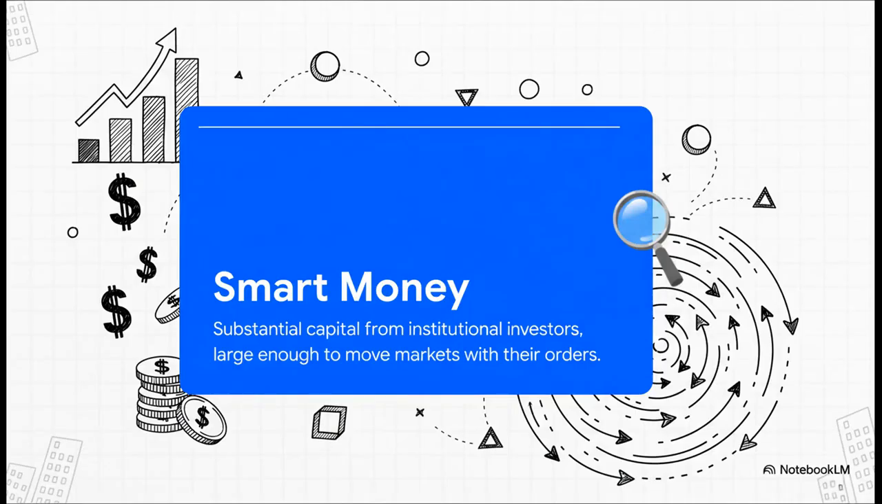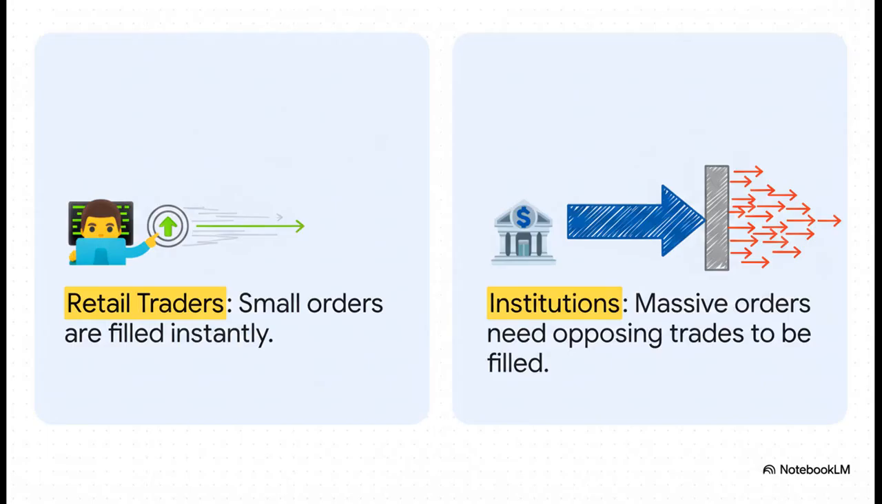So first, let's just get a clear definition. Smart money isn't some secret society. It's simply the massive, and I mean massive, amount of capital that institutional players control. Their orders are so big that they literally can, and do, move the entire market. And here's their big problem, laid out plain and simple. For retail traders like us, our orders are tiny. We can just click buy or sell and we get filled instantly.